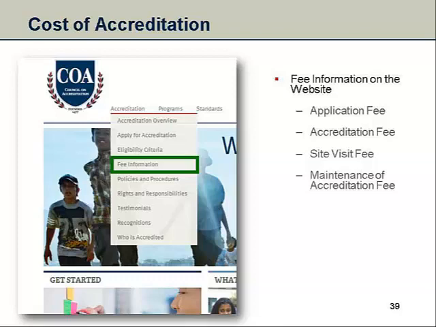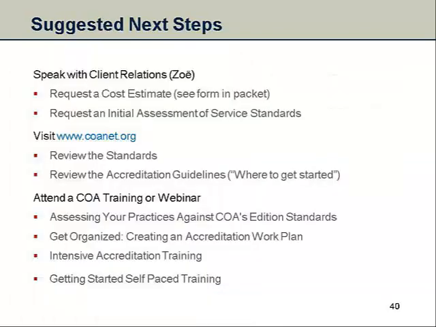And under the next steps, you can see there's 3 categories. One is speak with Zoe. And she can give you a cost estimate for the accreditation fee, and you can request an initial assessment of your service standards, which means you can give her the types of programs you have, and she'll forward that to the standards department, and they can preliminarily tell you which sections of standards they think these programs will be assigned to. It's not final until you go through actual intake.